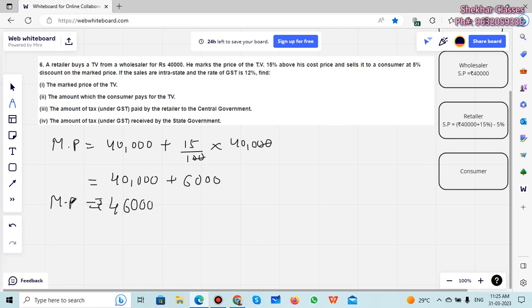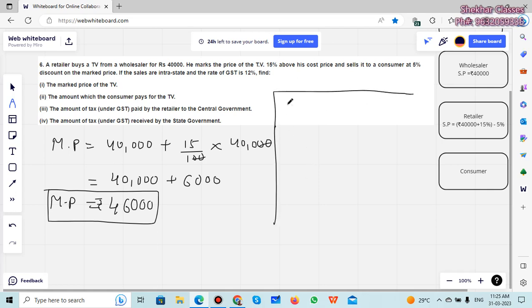Marked price. So when the consumer comes and wants to buy it from the retailer, the price that he will see listed or printed on the TV will be 46,000. Then he says, okay, don't worry, I will give you a discount of 5% on it. So 5% on the mark price. So we have to find the selling price.